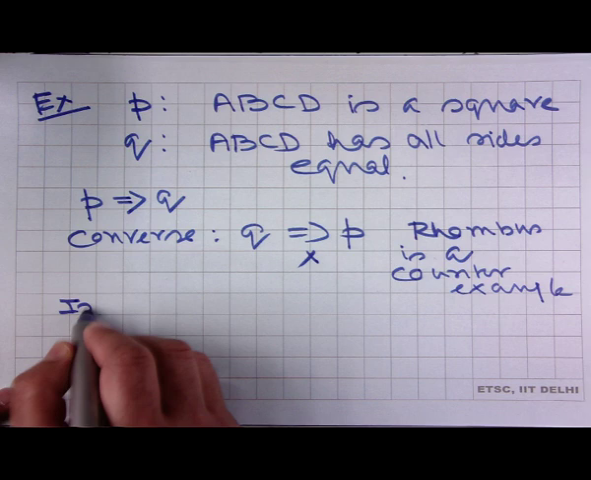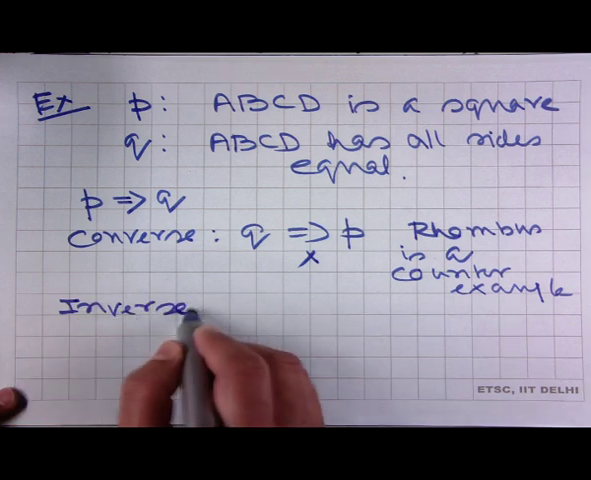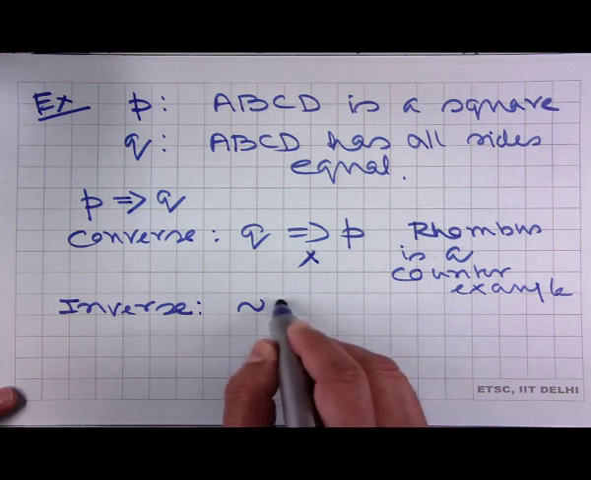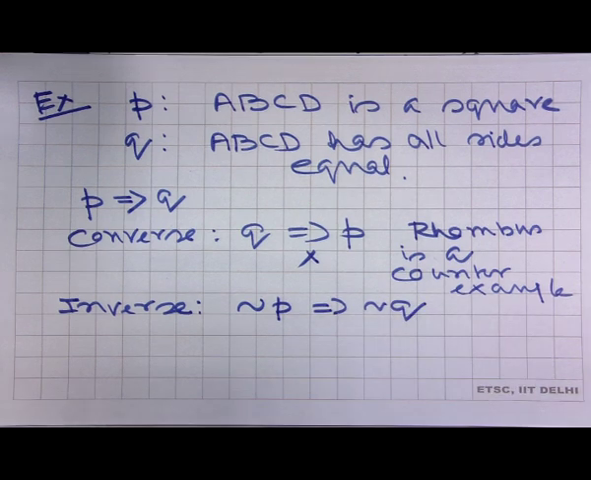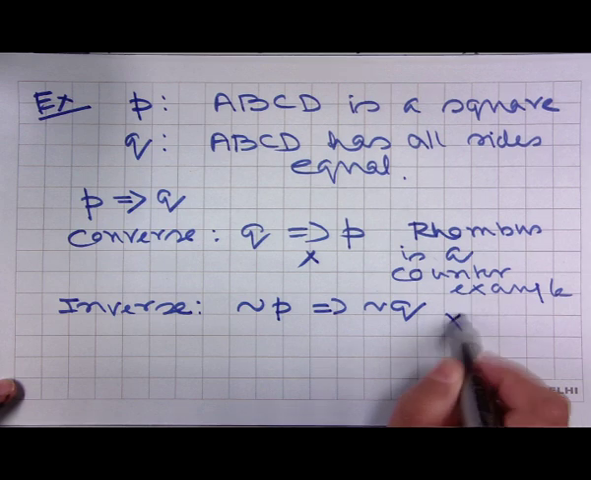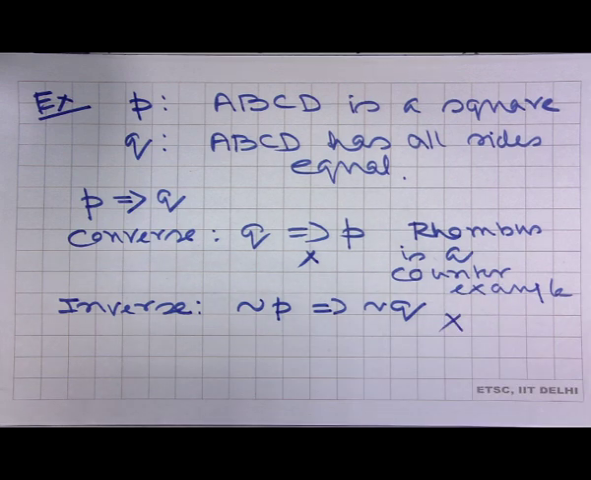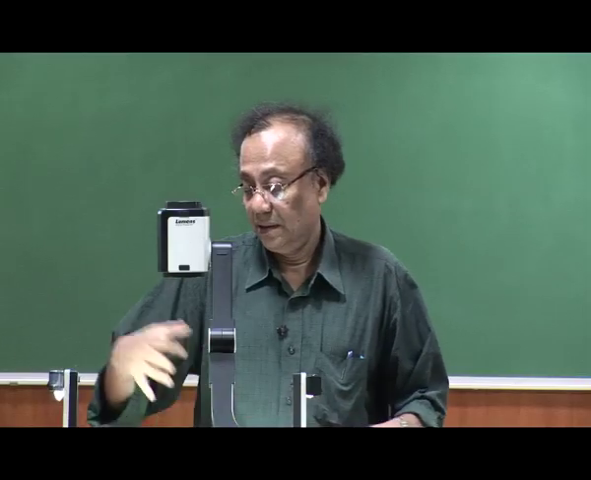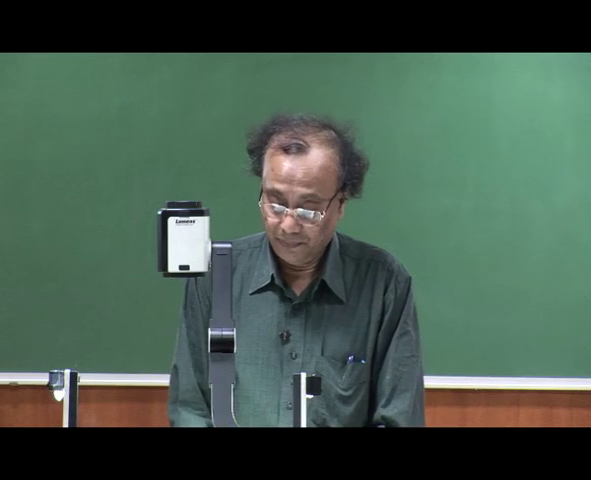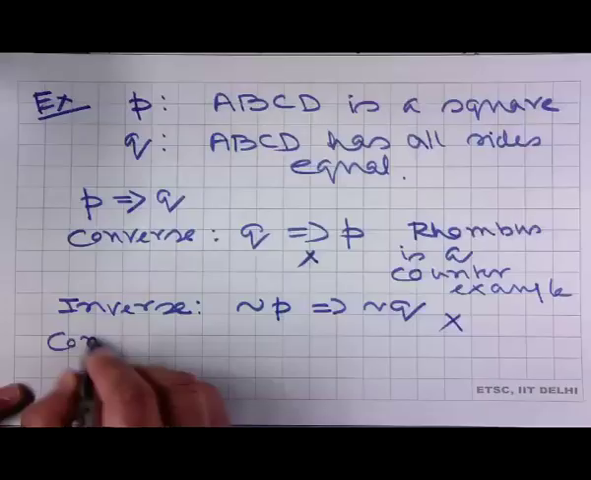Inverse: not P implies not Q. If ABCD is not a square, it implies ABCD does not have all sides equal. Again, that is not correct because of the same rhombus. Rhombus is not a square, but it does not imply that it does not have all the sides equal. But again, what is the contrapositive?